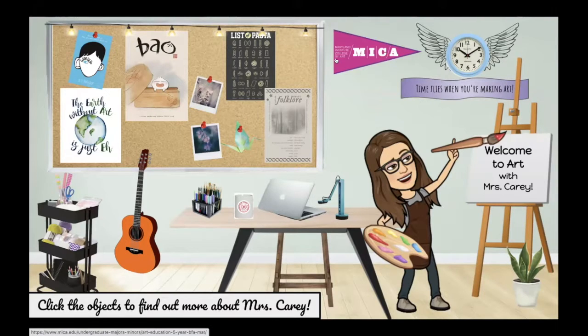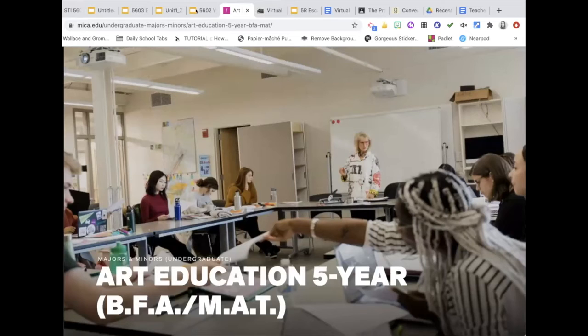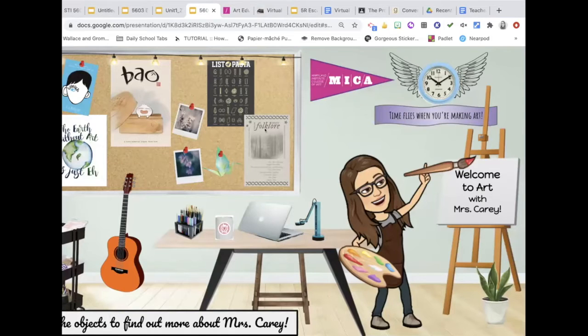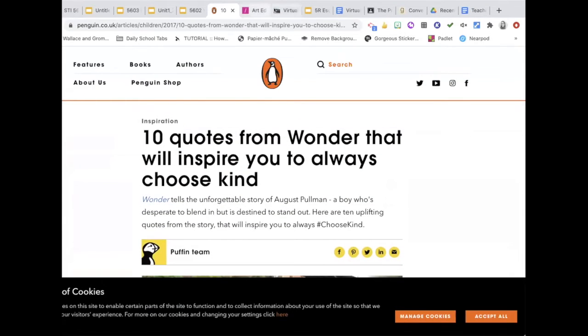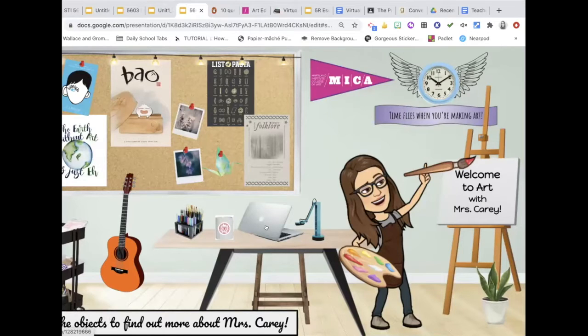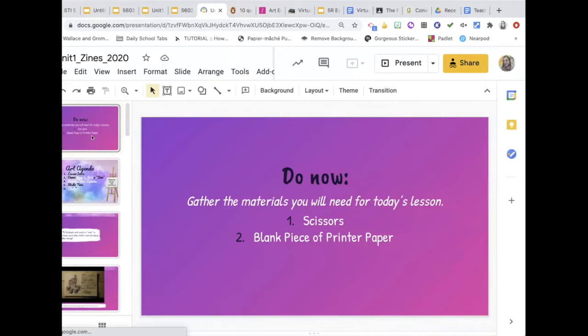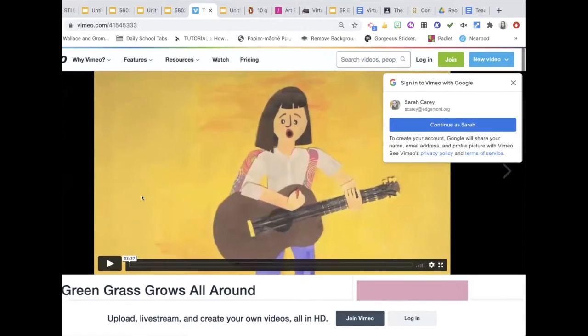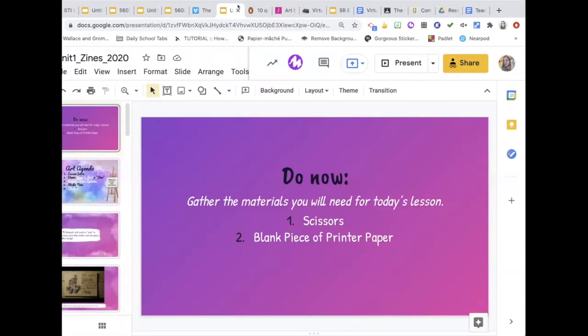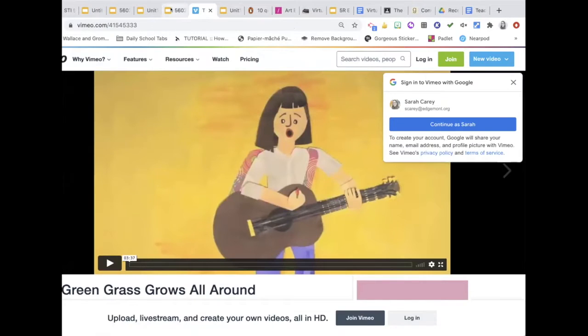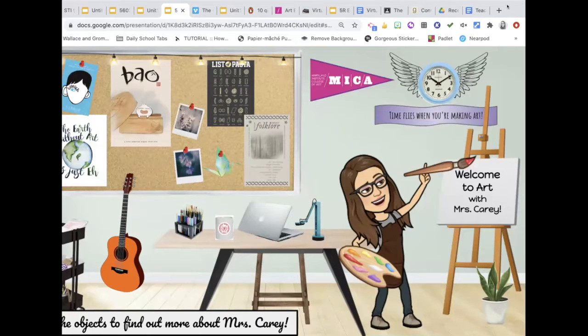So I have like where I went to school, the program I graduated from, if they're interested in that. I have like just fun links of things that I like, quotes from Wonder. I have the first unit that we do, so linking to another presentation. And what else do I have? Some of my animations that I made. So my own artwork, so the kids could see that. So kind of almost everything is now an interactive element up here.